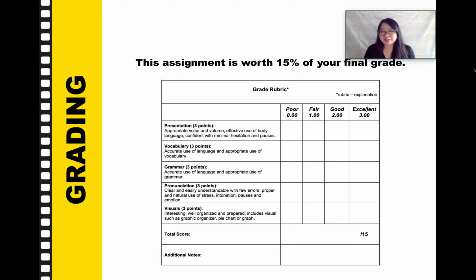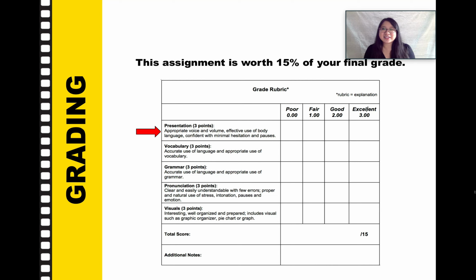Take a look at the rubric, and you'll see that there are 5 categories that will be assessed in this assignment. Each category can earn a maximum of 3 points. So 3 times 5 categories is a total of 15 points if you get a perfect score. The first category is presentation. Presentation includes the volume of our voice, the use of body language, and our level of confidence.